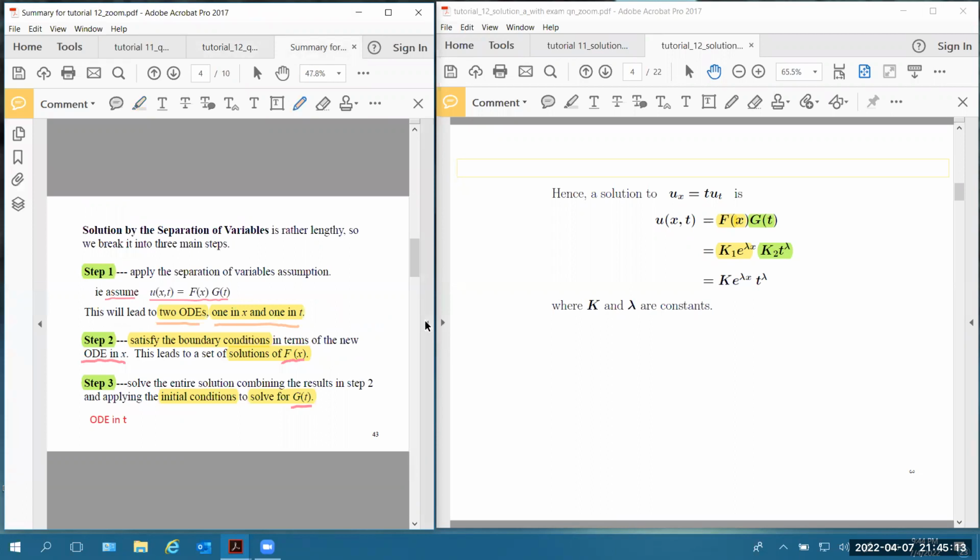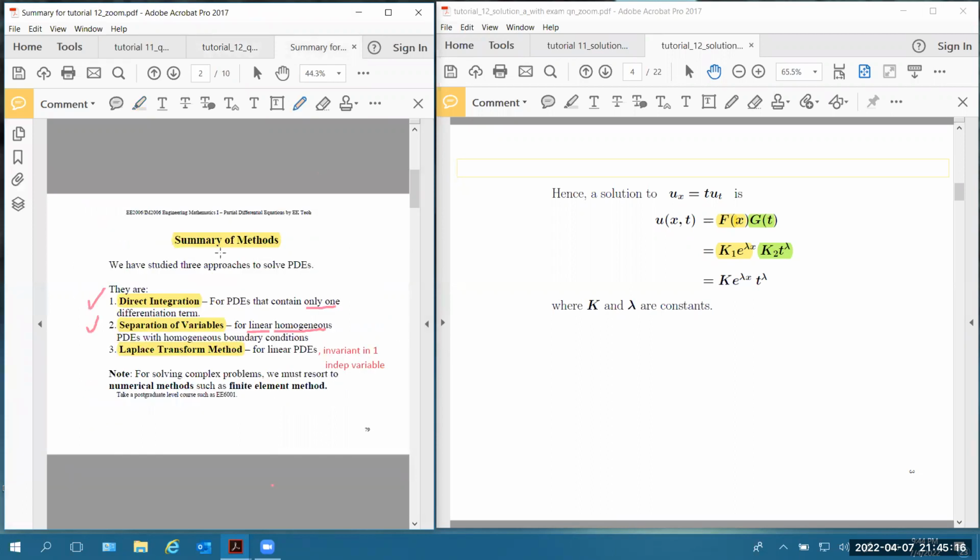So if we look at our method just now on the first page, can we use direct integration? Cannot, because this one is only for PDE containing one differentiation term. But now we got two, right? So therefore here we are trying this separation of variables method. Now this is for linear homogeneous PDE with homogeneous boundary conditions. Just now that problem doesn't have boundary conditions, so this one doesn't apply. Homogeneous boundary conditions means zero boundary conditions.